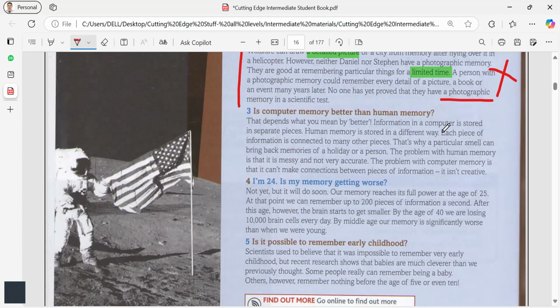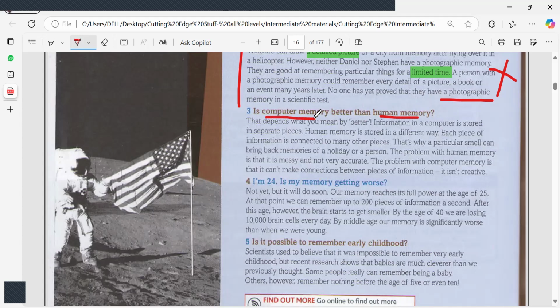Right. The third question is: is computer memory better than human memory? What do you think? Do you agree or not? You agree? Yes, of course. Read the answer, please.